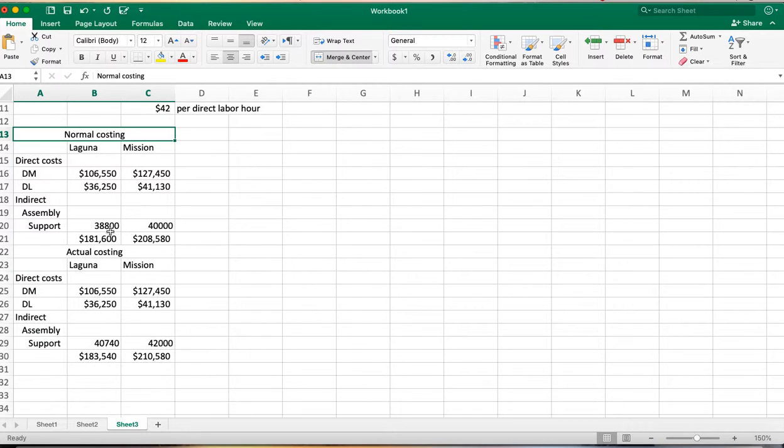So they are different. We were basing our cost decisions on this normal costing method, and we thought that this would cost $181,600, but it really cost $183. And again, we thought this would be $208, but it was actually $210. So we have undercosted our products.